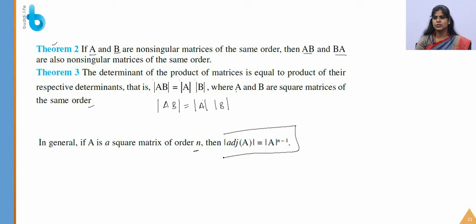Then in general, if A is a square matrix of order n, then this result is also very important: the determinant of adjoint of A is equal to what? Determinant of A to the power n minus 1. That is, mod A to the power n minus 1.